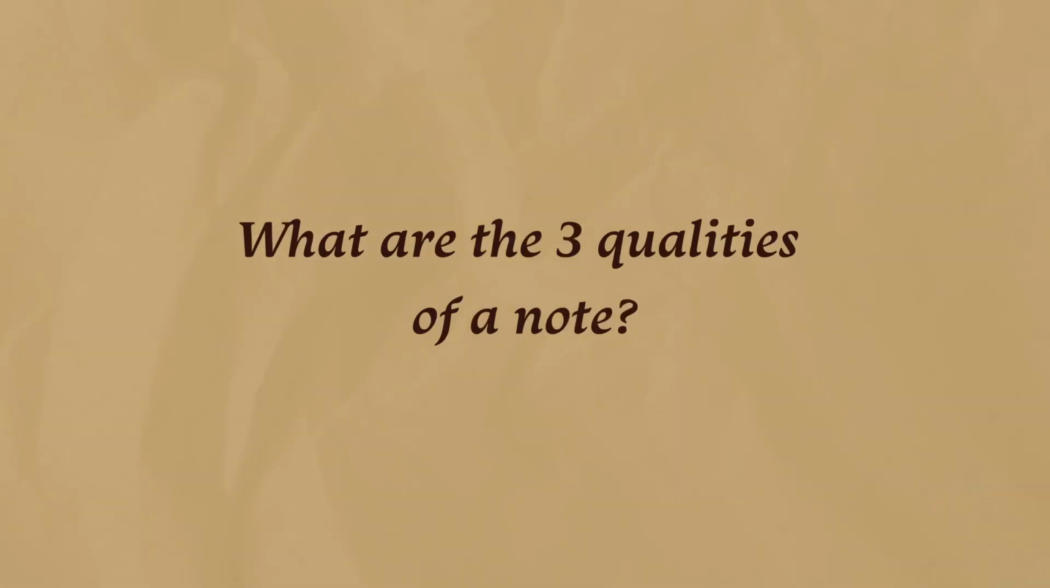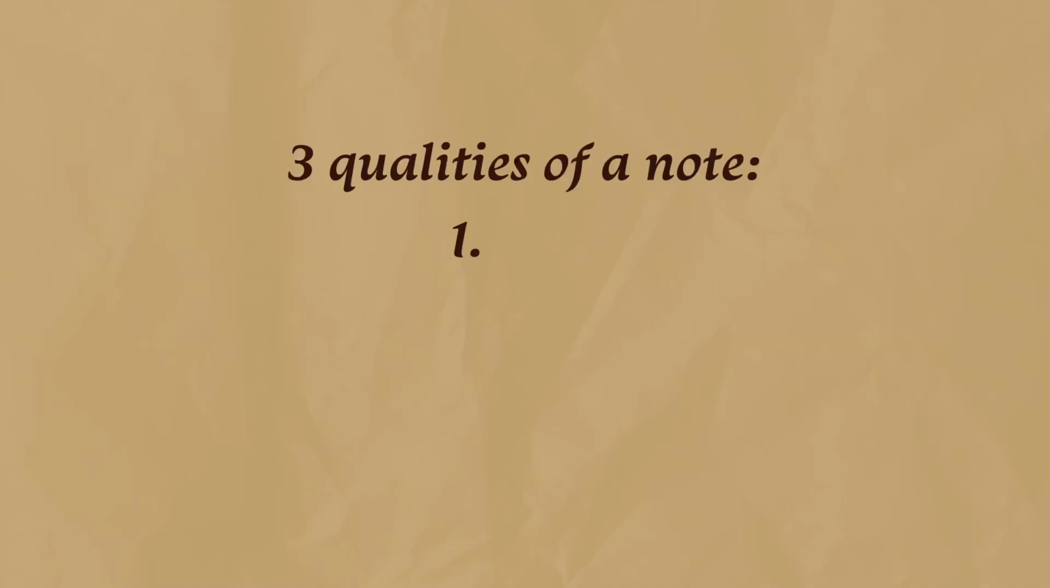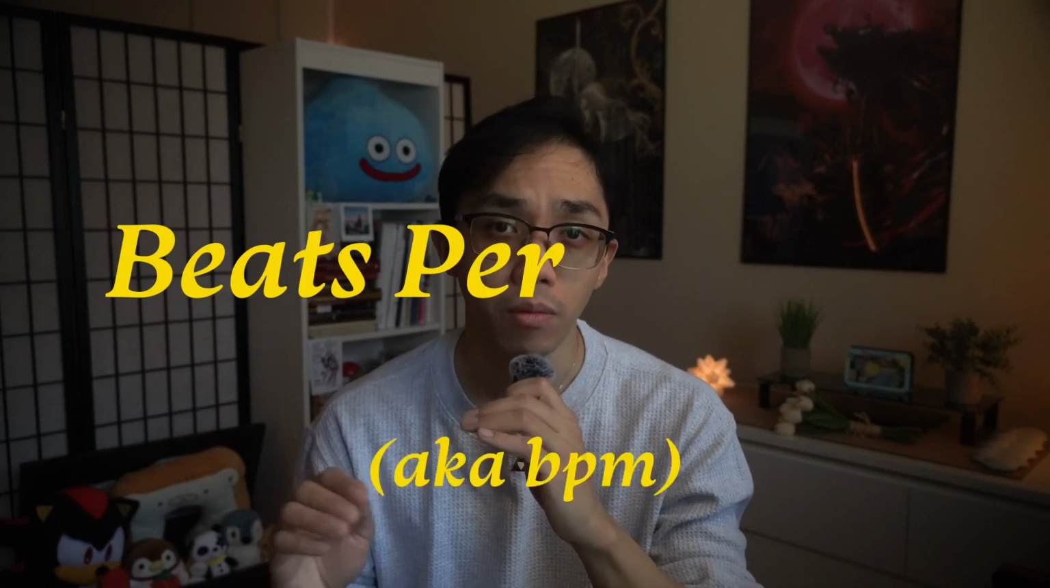So first, what are the three qualities of a note? The first is the time that a note is played in a piece, or in short, time or timing. Most music has a pulse or a beat, dictated by its tempo. The tempo determines the time between the beats and is measured in beats per minute, which is how many beats are played in under 1 minute.